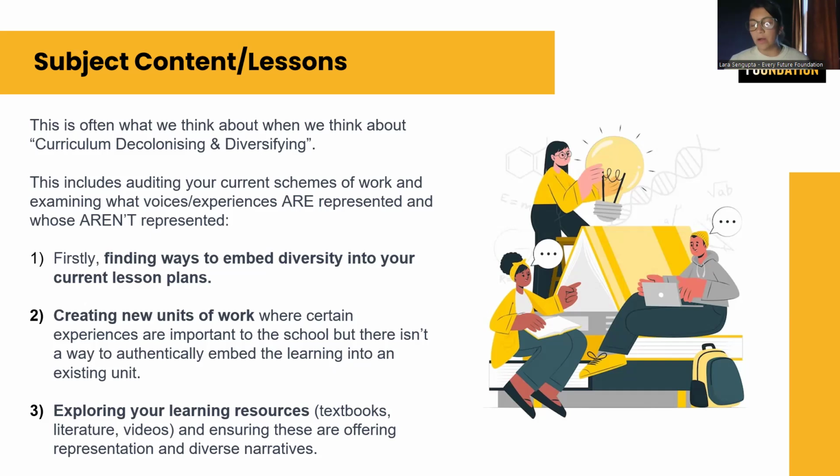So again, we don't want everyone to go home and rip up schemes of work and start all over again. It's looking at what you already have and creatively thinking about where to embed diversity, and then also getting feedback from your students. In some areas, you may have to create new units of work where certain experiences are important to the school, but there isn't a way of authentically embedding that into what's already there. And number 3, exploring your learning resources. So your textbooks, your literature, your videos, and ensuring that you're offering representation and diverse narratives.